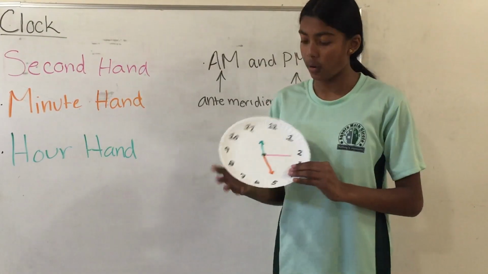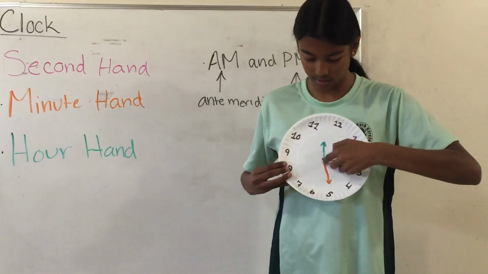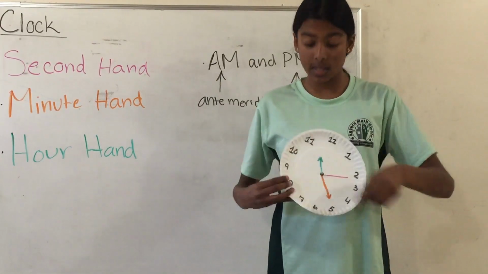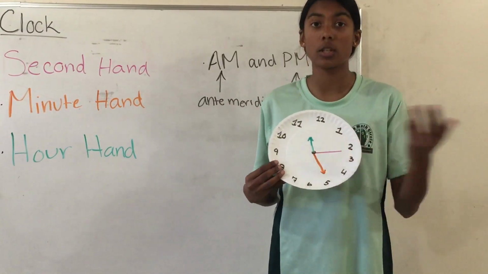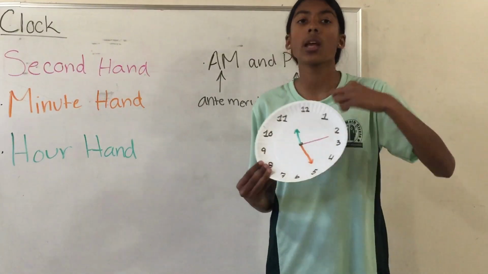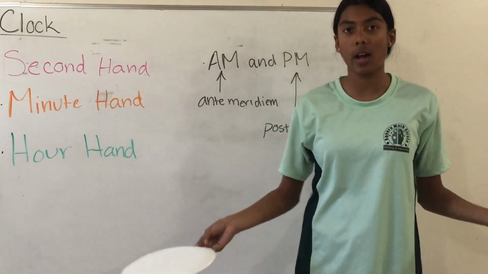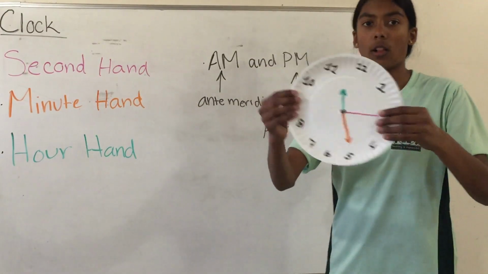And then we have our hour hand, which is going to be our shortest hand right here. It's the green one. And it takes 60 minutes or 1 hour for this hand to travel between any two numbers. And to travel all the way around, it'll take half a day or 12 hours. So now we have a clock.